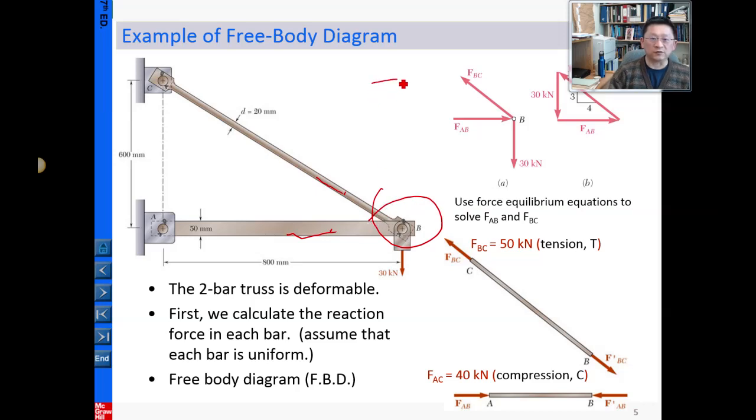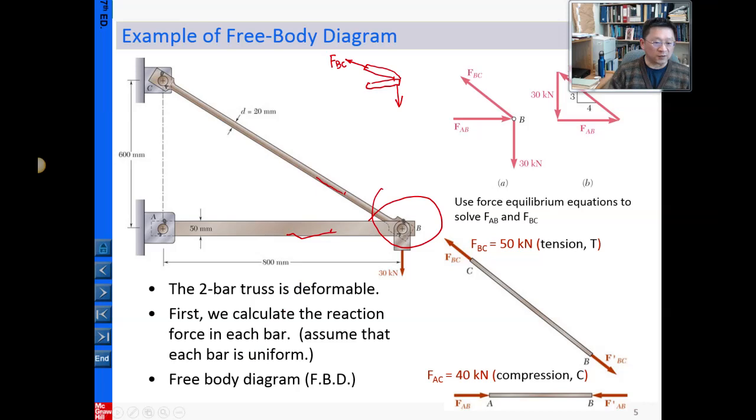If you want to draw, you can draw like this. So that is this portion. The loading applied here is 30. For this reaction, we assume the force is in the direction of this bar, and we can assume it points outward or inward, up to you. We follow our textbook conventions and point outward for FBC. Per the notation, FBC, BC meaning the force in this bar B and C.